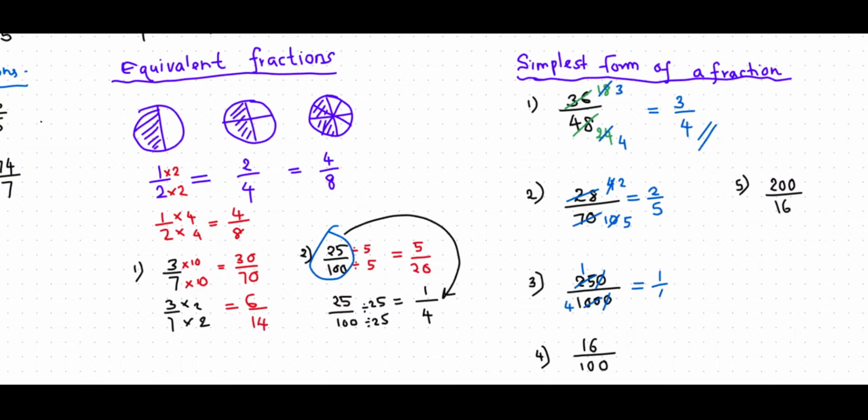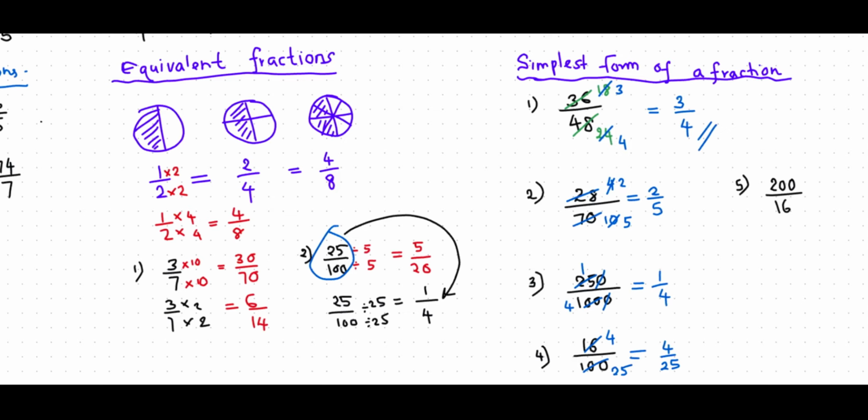Then 16 over 100. Can divide by 4. 16 is 4 times 4. 100 is 4 times 25. 4 over 25. Fifth one, 200 over 60. This is an improper fraction, see? Numerator is bigger than the denominator.